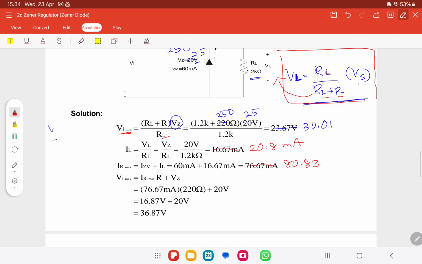Next one, you can get the VI max, 45.21 volt. Okay, so yang tadi 30, just now 30, now 45. Yang 30 tadi we can call it as min, 45 will be the maximum.